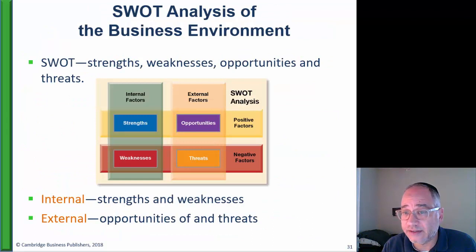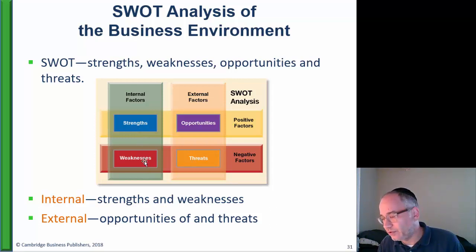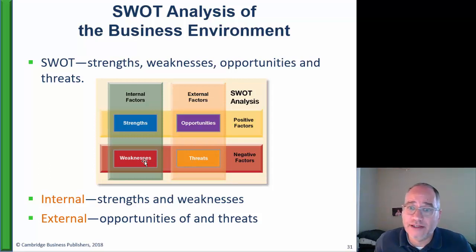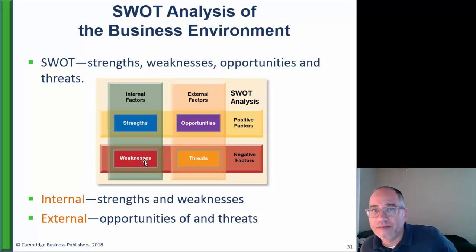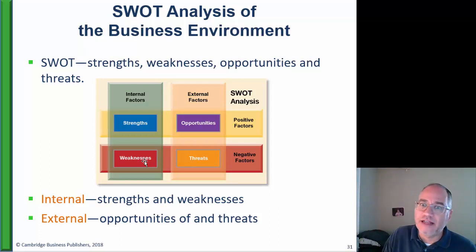There's SWOT analysis: strengths, weaknesses, opportunities, and threats. And the way you would look at this is internal factors are strengths and weaknesses. In other words, what is it that you do very well and what is it you do very poorly? External factors are opportunities and threats. And when you're considering a company for investment, you really want to think about the SWOT analysis and think about what a company is good at and what a company is not necessarily good at.